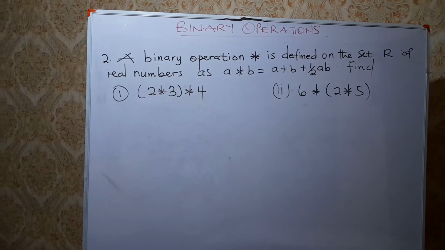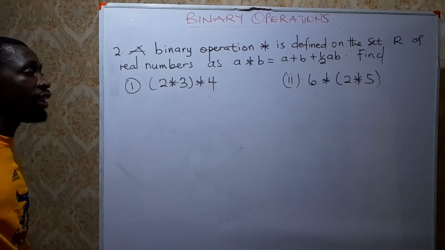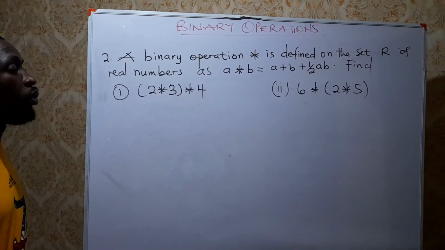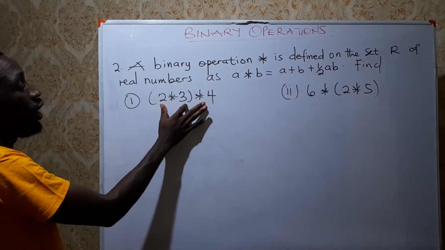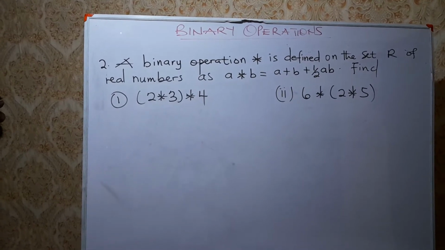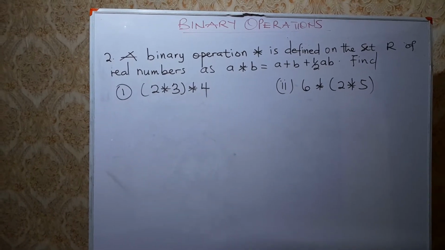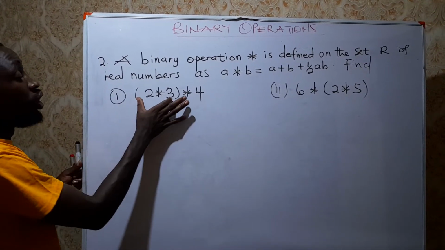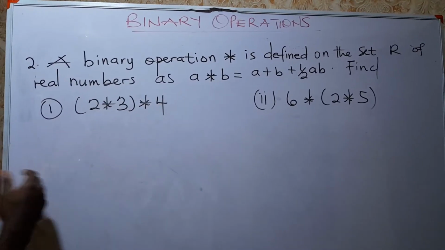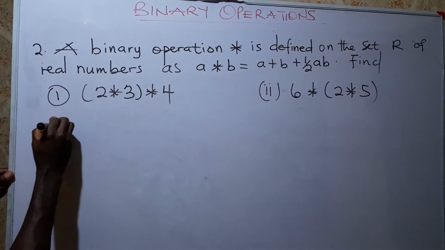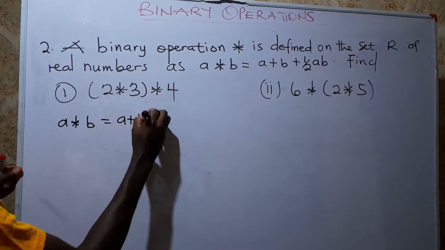So let's look at our second question, which is that binary operation star is defined on a set R of real numbers as A star B equal to A plus B plus half AB. We should find 2 star 3 in brackets, star 4, and C star, bracket open, 2 star 5. So how do we solve that? In solving this, you need to deal with what is in the bracket first. Then you can operate it with what is not in a bracket. So remember, A star B is equal to A plus B plus half AB.